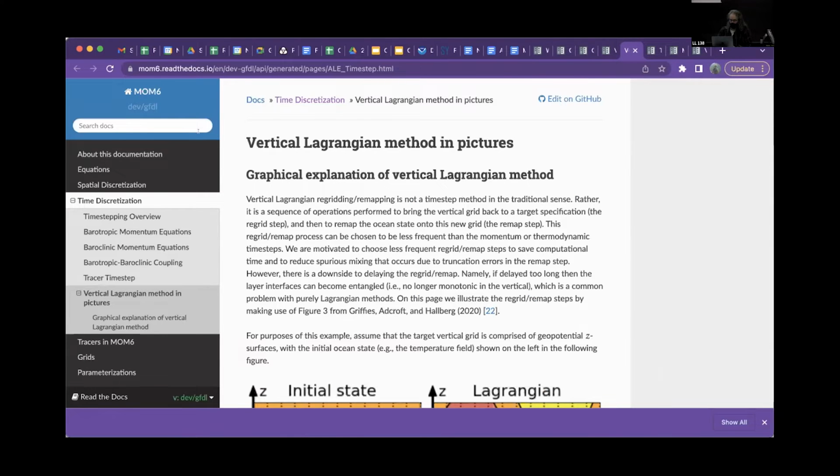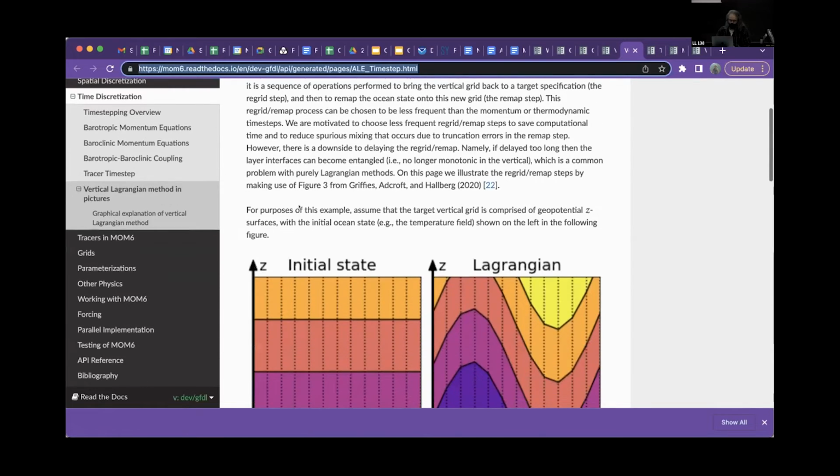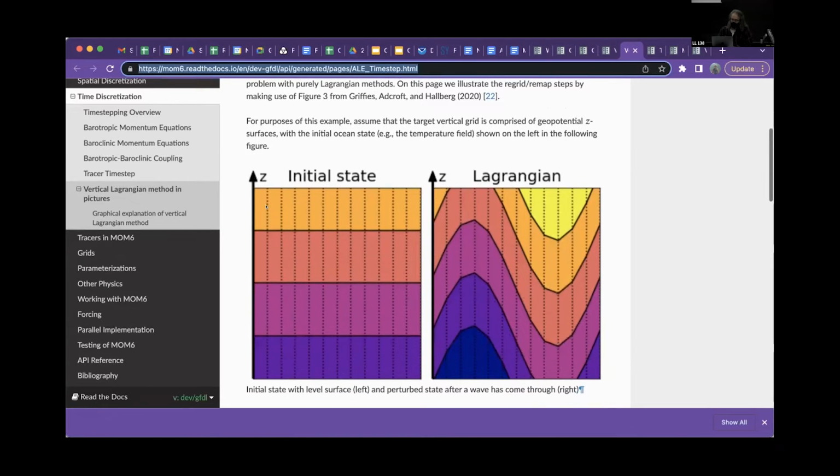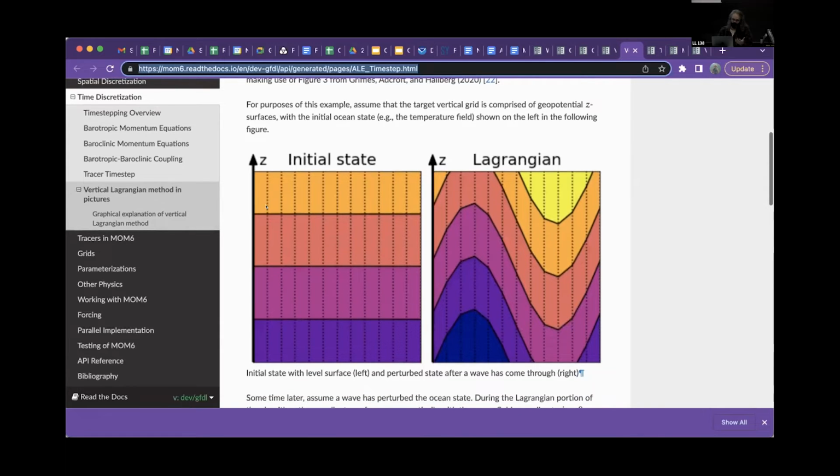Here, let me type this into the chat, the next slide. Here's a figure that we put into our paper. There's a paper in 2020, Griffies, Adcroft, Hallberg, that talks about the method, if you're interested in it. Here is a more detailed picture, an example talking through what I was just talking about.